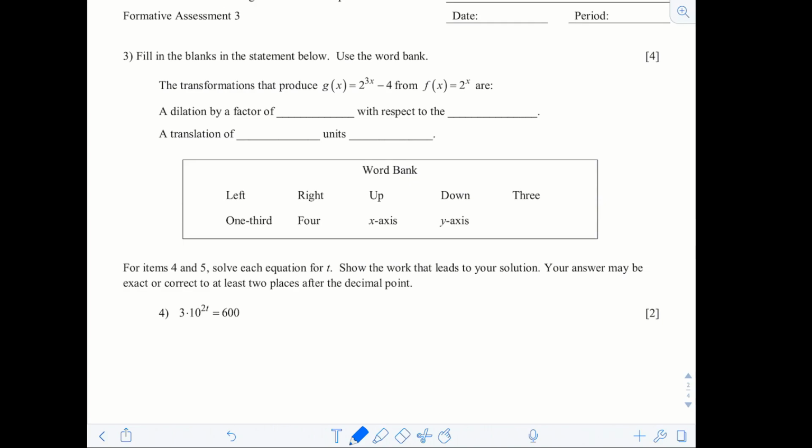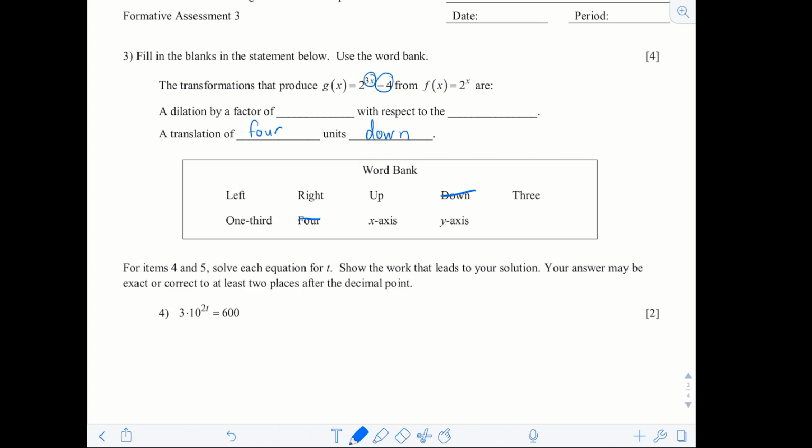So fill in the blanks of the statements below. Use the word bank. It says the transformations of g of x is equal to 2 to the 3x minus 4 from f of x is equal to 2 to the x. So the dilation by a factor of blank with respect to the blank and a translation of blank units blank. So I'm going to work with the minus 4 first. So a translation of 4 units, so that'll be 4 units. And then since it's minus, it is going to be down. So we're probably not going to be using those two again.